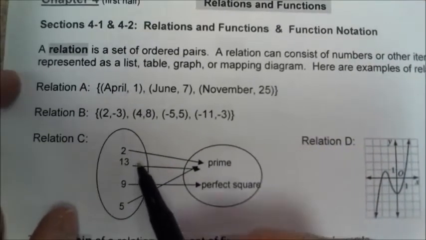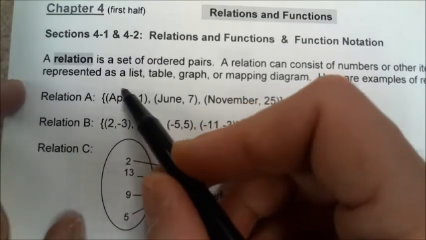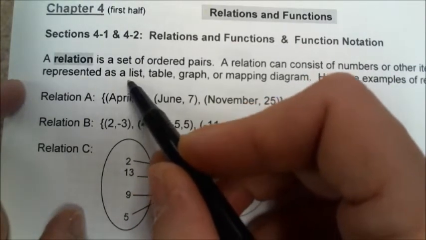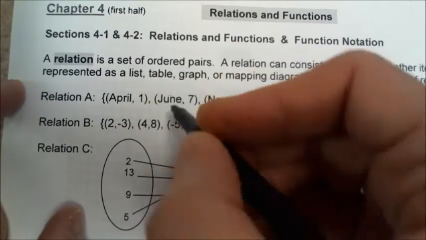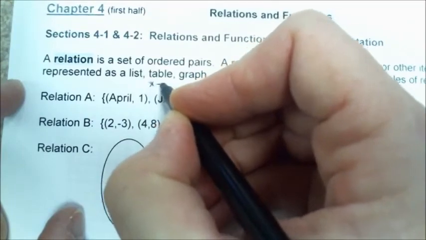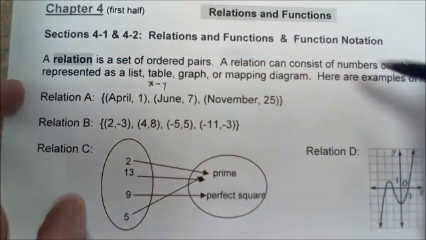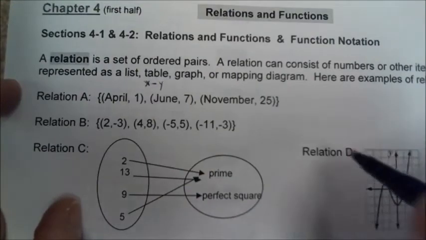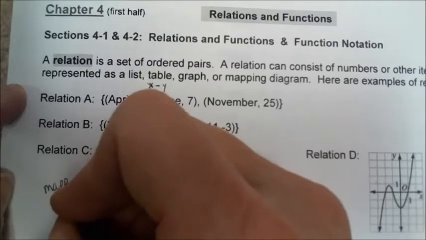Here's a relation, C. It's called a mapping diagram. Relations can be lists, like these two are lists. They can be a table of values, like an XY table. If you look on your calculator, the XY table could be represented as a relation. Here's a graph over here, relation D, or a mapping diagram. This relation C is called a mapping diagram.